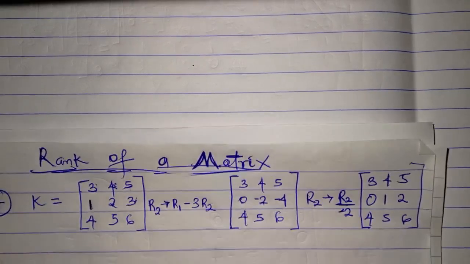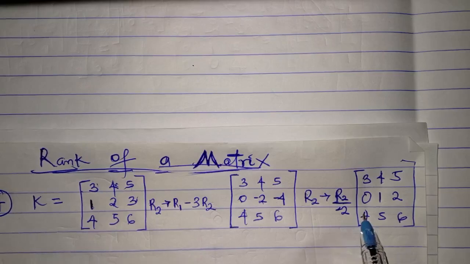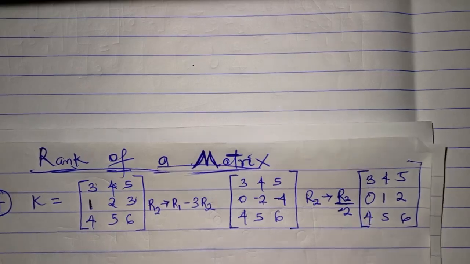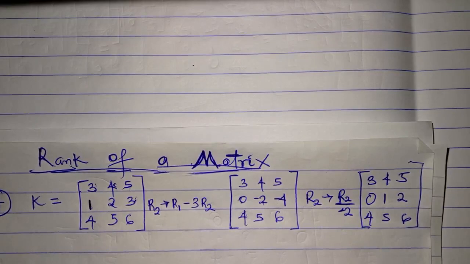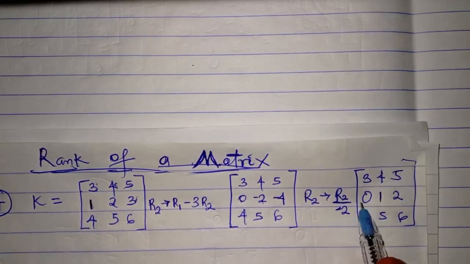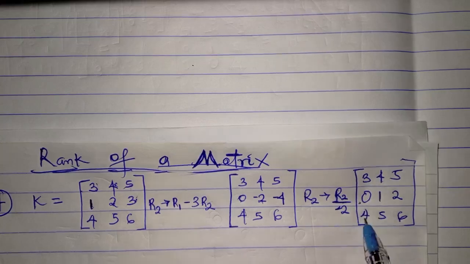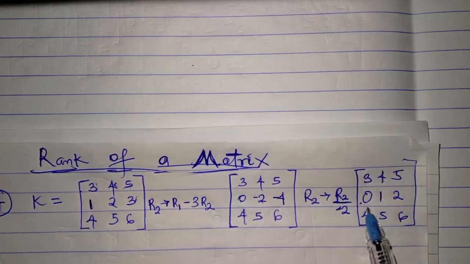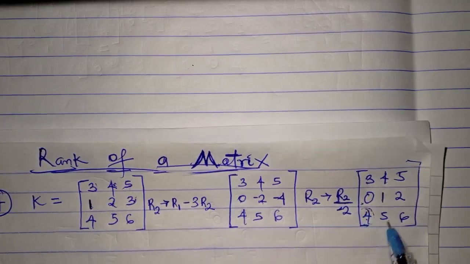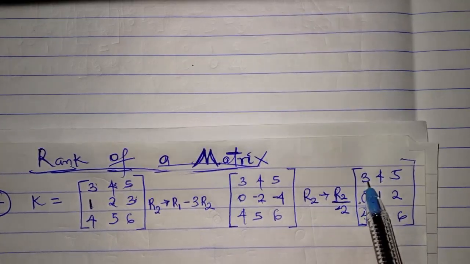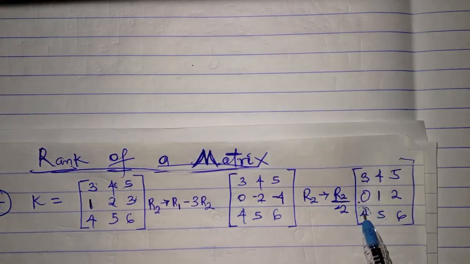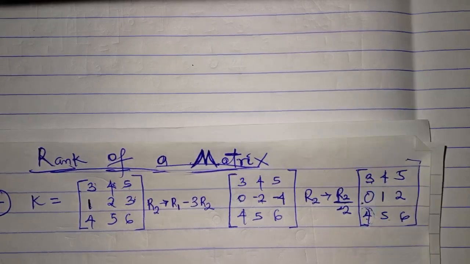So the next target is to change this one to 0. I can't work with row 2 because of this 0. I can only work with row 3 and row 1 to make sure that this one is 0. So if I multiply this by 4, here will be 12. Multiply this by 3 to be 12. 12 minus 12 is 0.